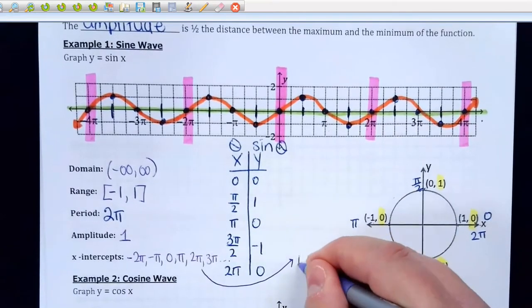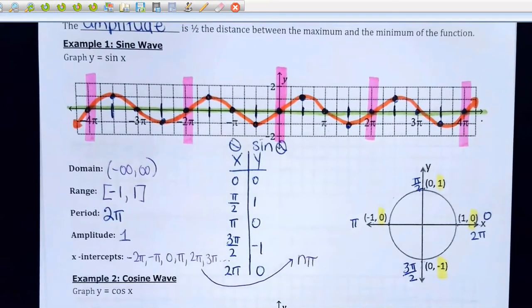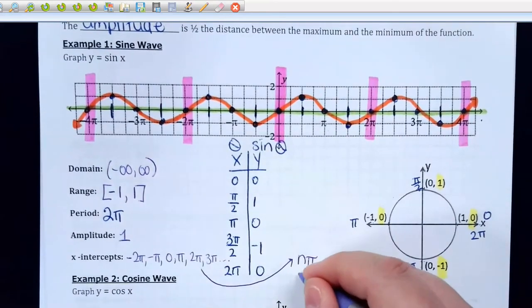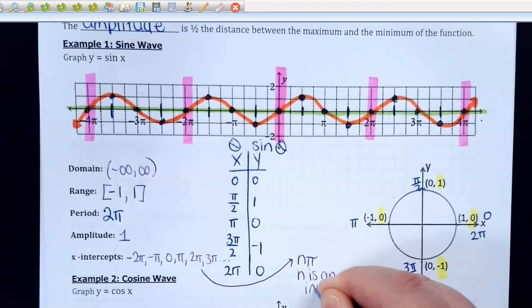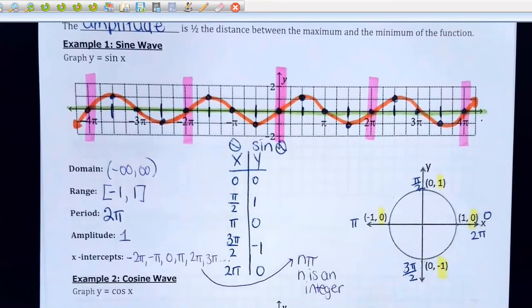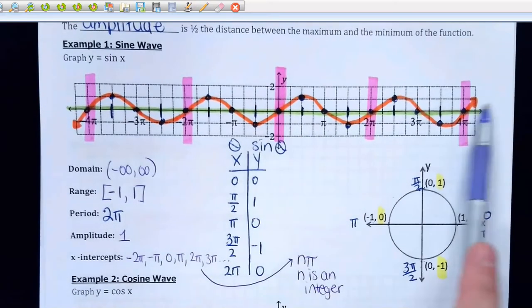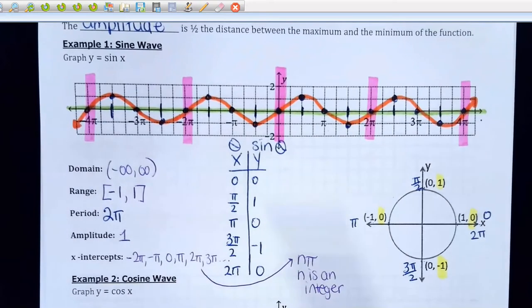We call this n pi, and then what we have to do is define n real quick, and I'm going to say n is an integer. So integer is a nice plain number, but it could be positive or negative, and because the graph is continuous, goes all the way to the left and right forever, it could be any negative integer or any positive integer as well. That's your sine function.